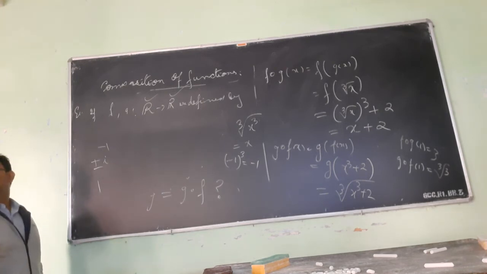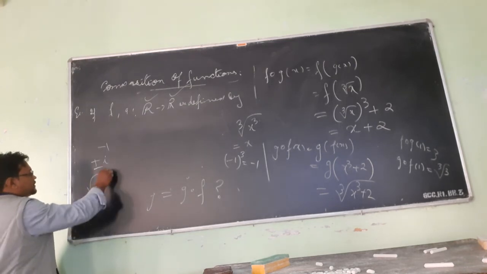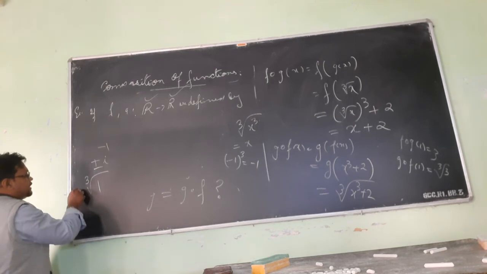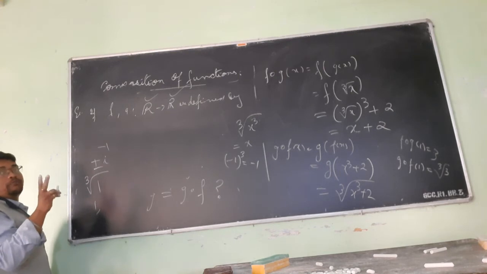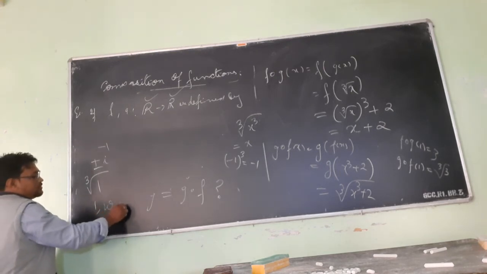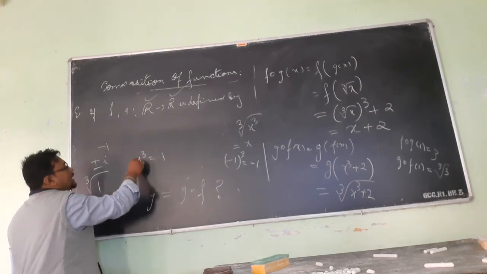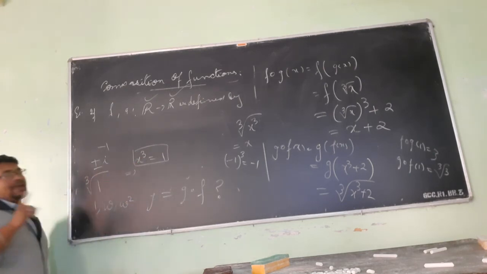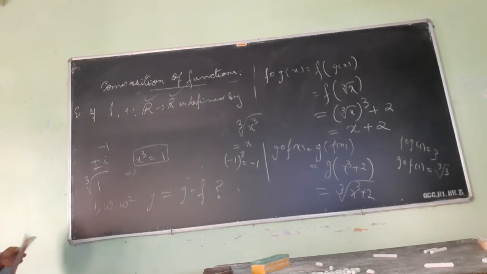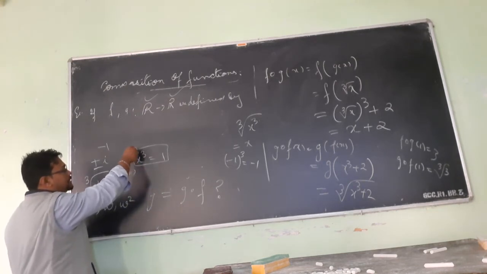The De Moivre's theorem. There you will get something like this: cube root of 1. The real cube root is only 1, but together with that, there are two imaginary or complex cube roots. These are omega and omega square. If we solve the equation x cube equal to 1, any polynomial equation of nth degree will have exactly n roots. They may be equal, they may be unequal, they may be real, they may be complex. That is the fundamental theorem of algebra.